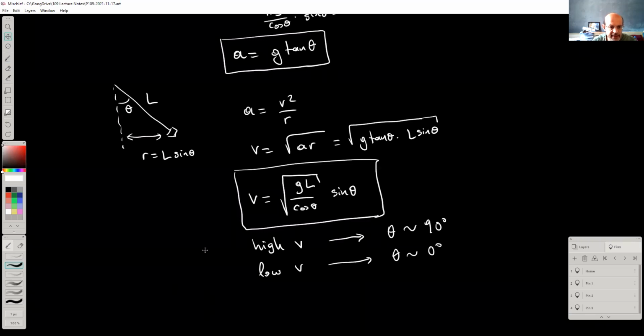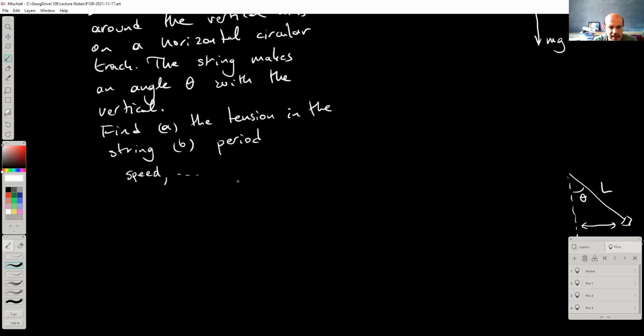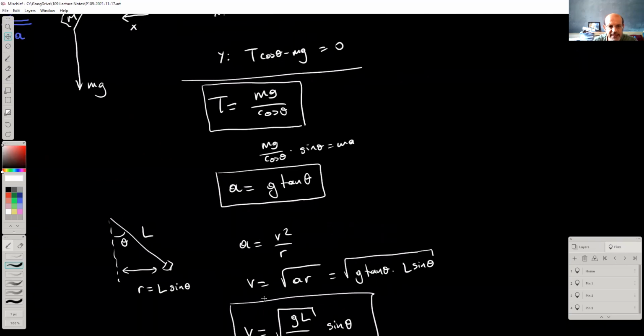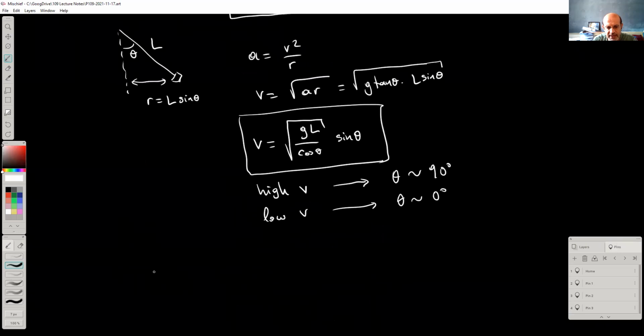There's one last thing. I think that was the period. But since I have used the T as the tension, let me write down the period like this. The period is basically circumference divided by the speed, right? Speed times the period is the distance traveled within one period, which is equal to the circumference. And from here, we then deduce the period.